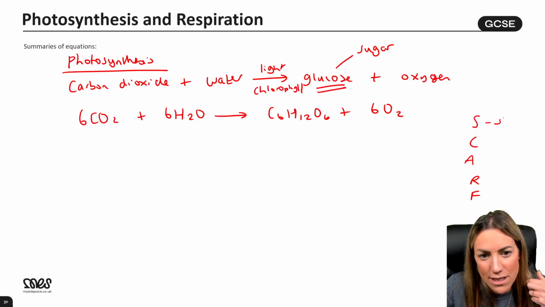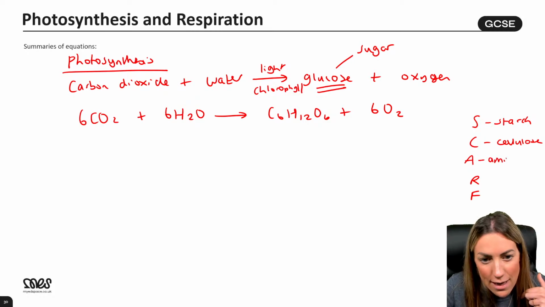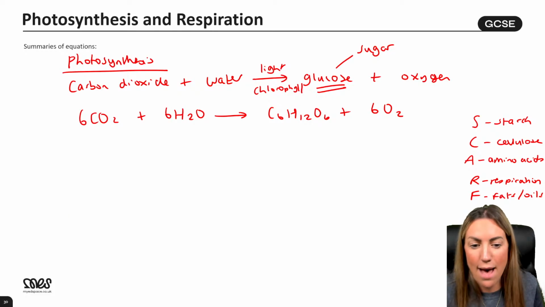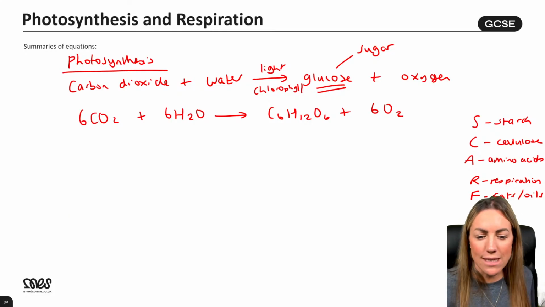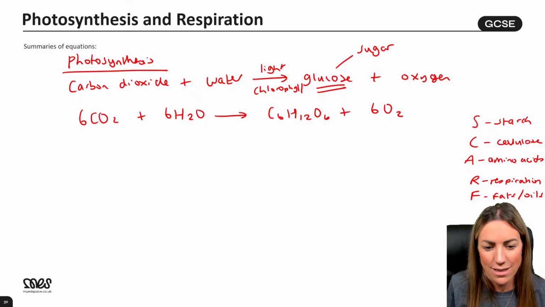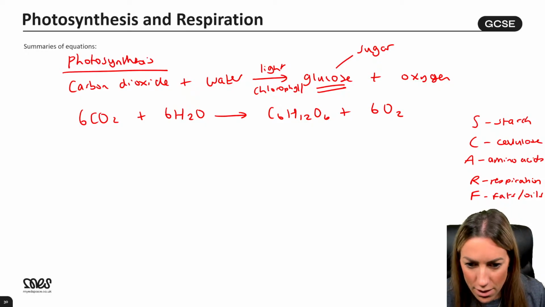So glucose is used by a plant to make starch. It's used to make cellulose. It's used to make amino acids, so it can make proteins. It's used for respiration, and it's used to make fats and oils. Little side note there, but they could ask, it could even be a 3 or 4 marker, the uses of glucose in a plant. Just remember SCARF. These are all the things that a plant can do with glucose.